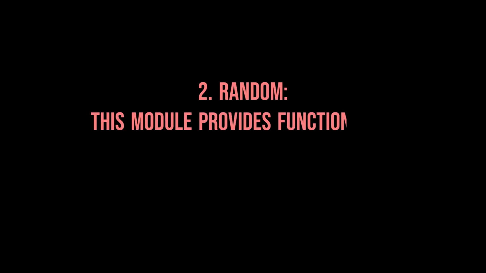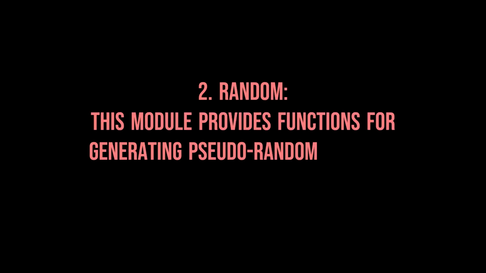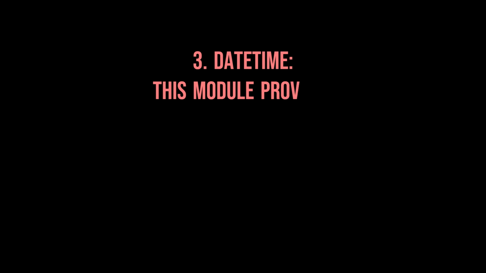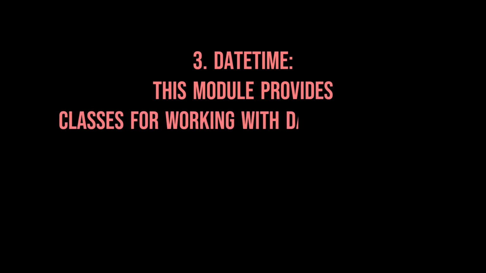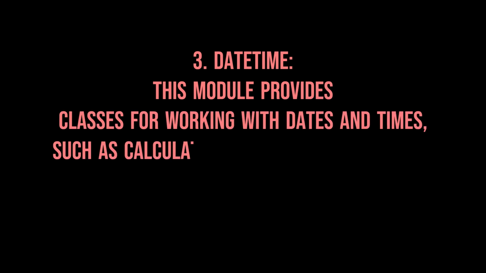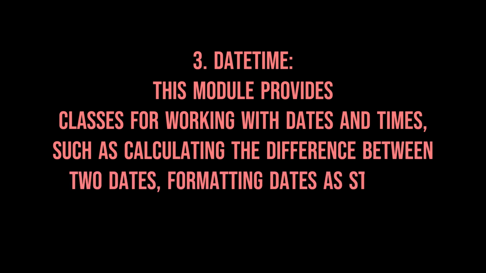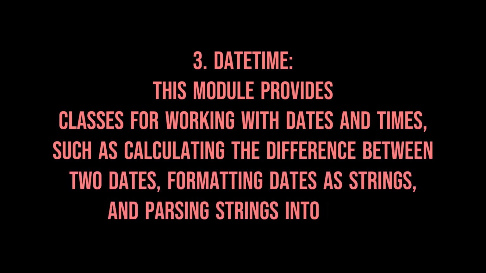2. Random. This module provides functions for generating pseudorandom numbers and for shuffling sequences randomly. 3. Datetime. This module provides classes for working with dates and times, such as calculating the difference between two dates, formatting dates as strings, and parsing strings into dates.